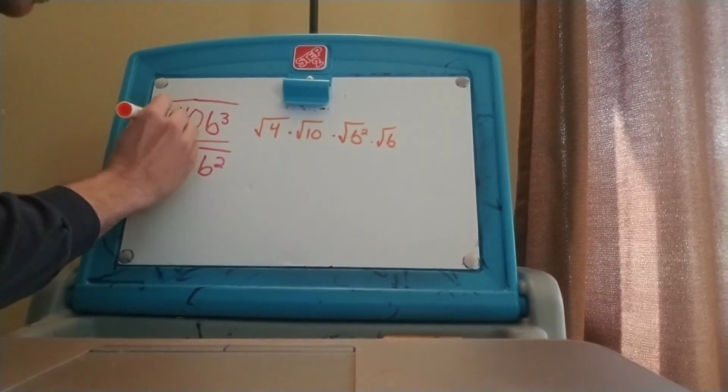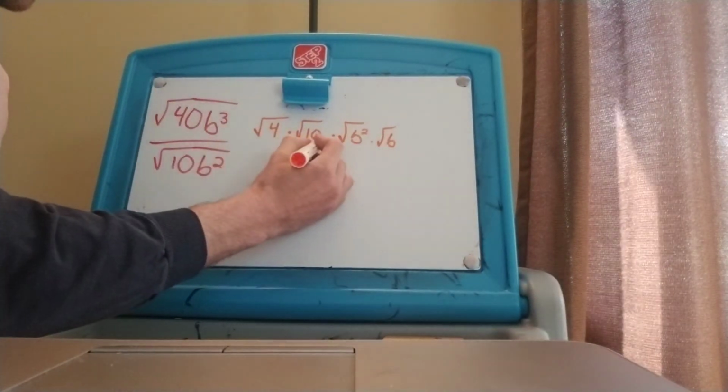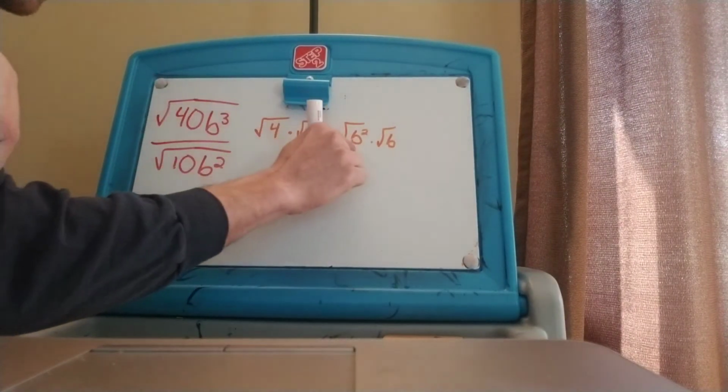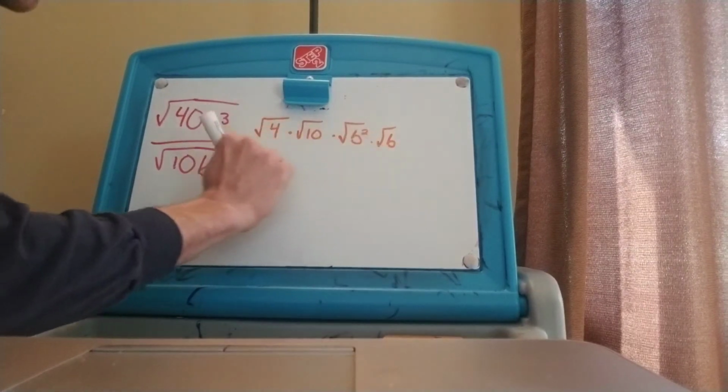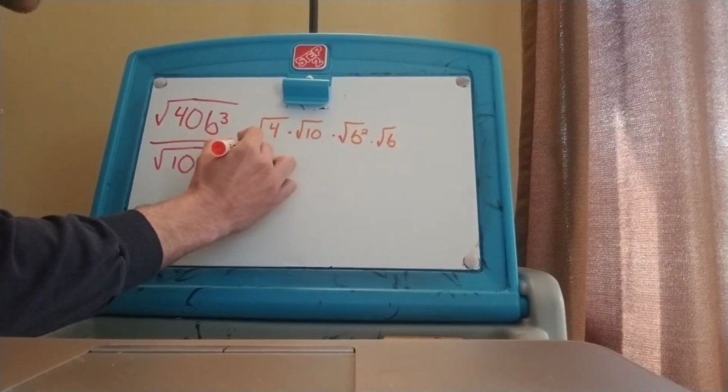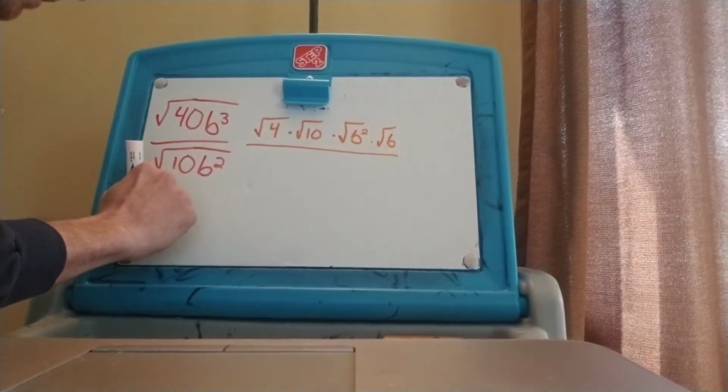So I'm just breaking down the 40 part into the 4 times 10. I'm breaking down b to the third as b squared times b. I think that's going to be really helpful. I'm going to leave it like that for a moment now. I'm going to look at the bottom.